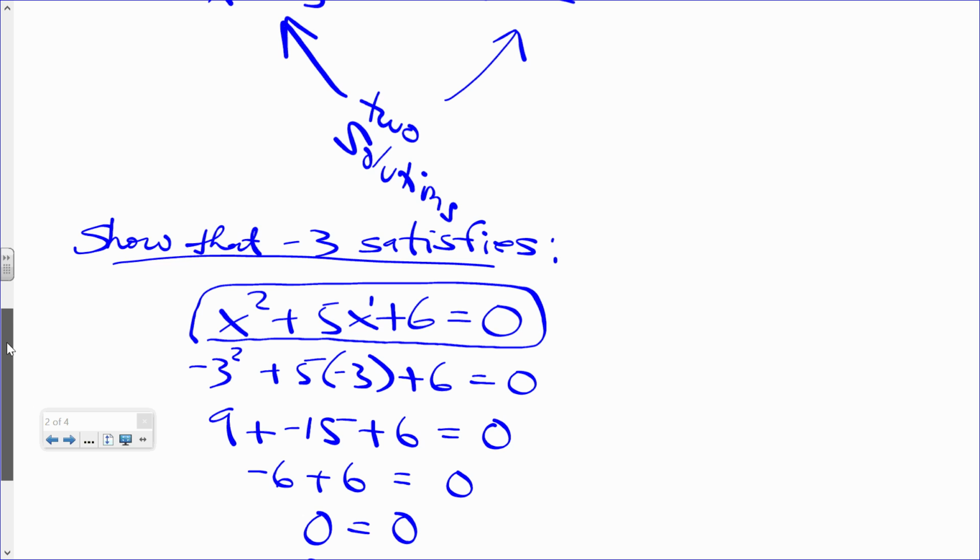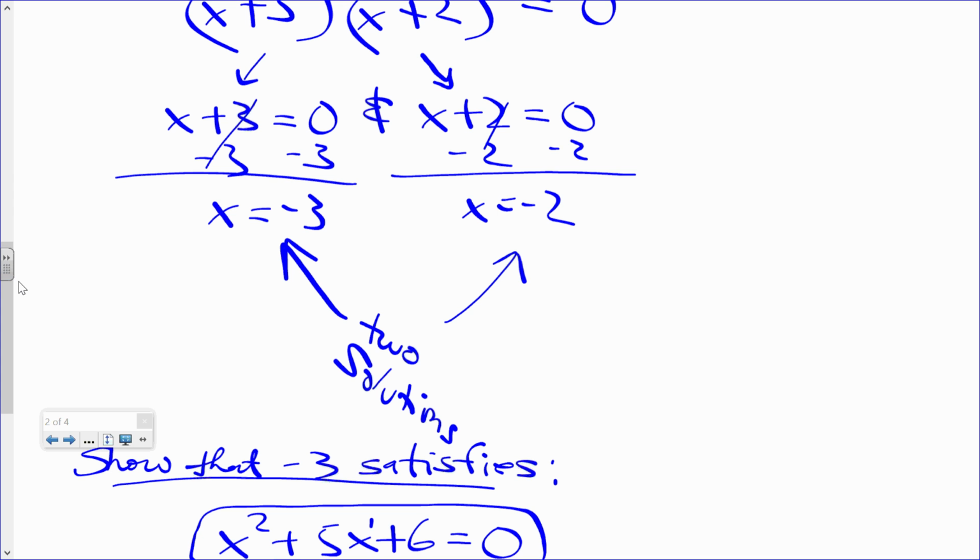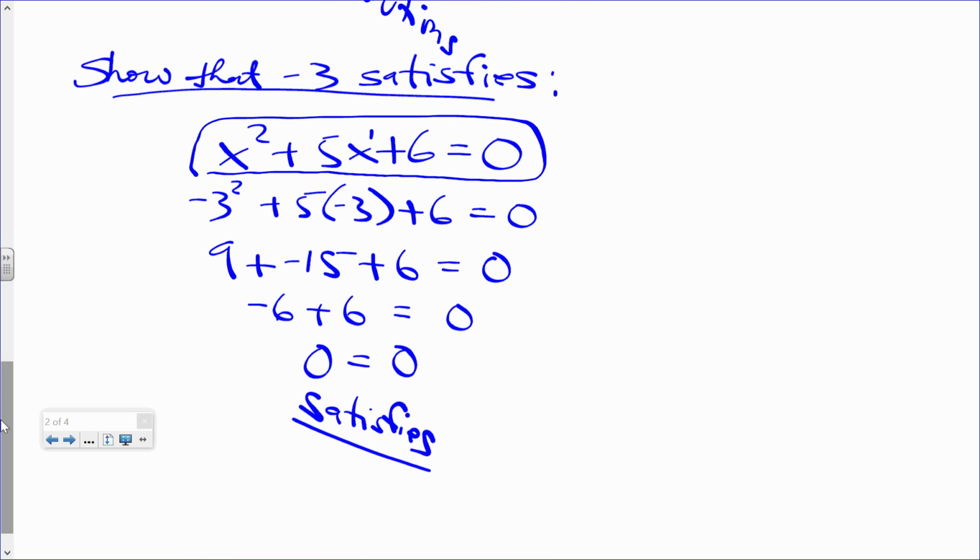There's 2 solutions, huh? Negative 3 and negative 2. Right now, all I did is I verified that negative 3 works. So all this is just extra work. I'm just showing for any doubter that negative 3 does work. It satisfies. This would also be realized if I replace x with negative 2. I'm just too lazy right now to do that. But it would work.